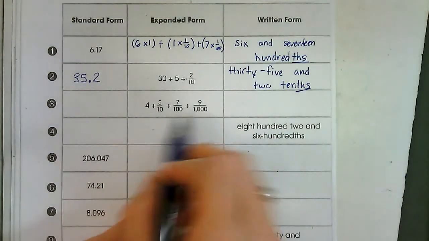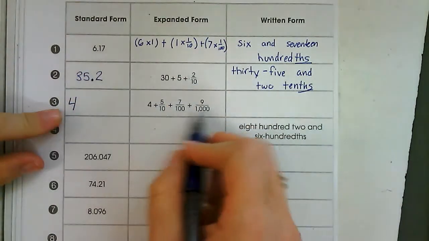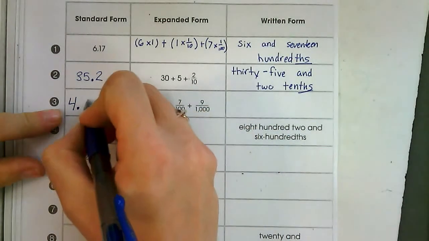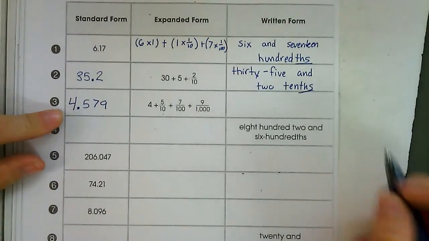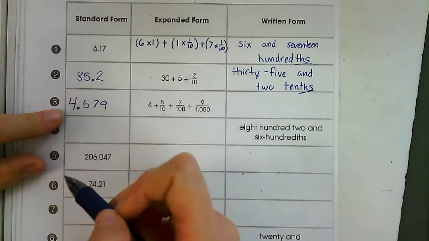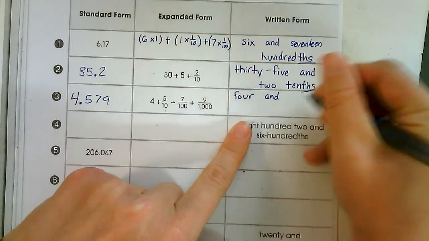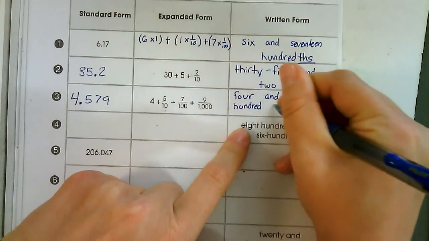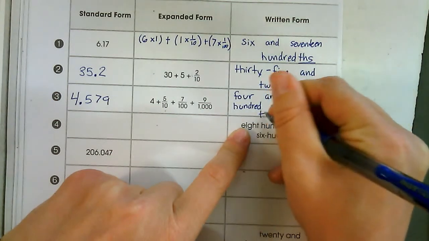All right, our next one is also in expanded form, so I'm going to write it in standard form. I see 4 wholes, and everything else is written as a fraction, so I know I need my decimal. I have 5 in the tenths place, 7 in the hundredths place, and 9 in the thousandths place. So my number is 4 and 579 thousandths. So that's what I'm going to write over here. 4 and 579 thousandths.